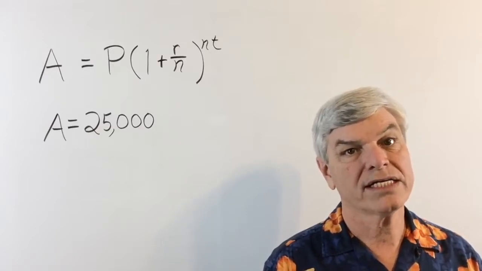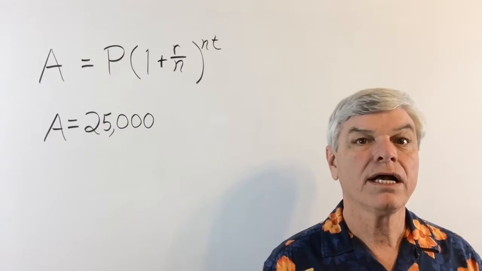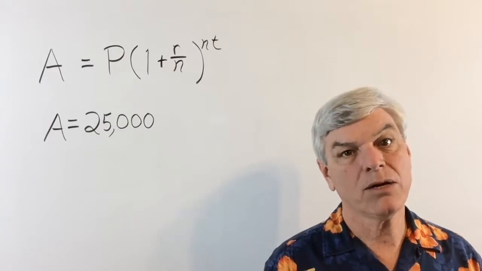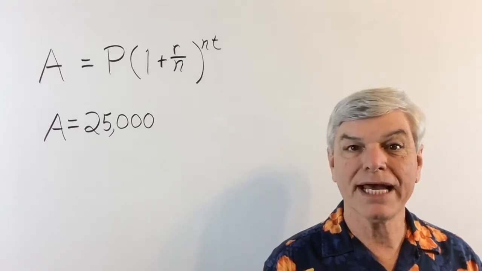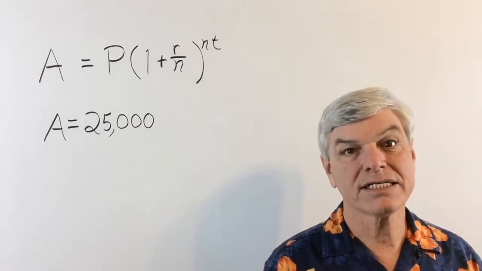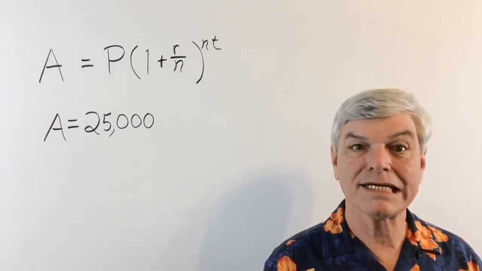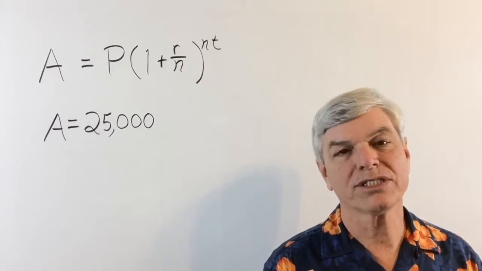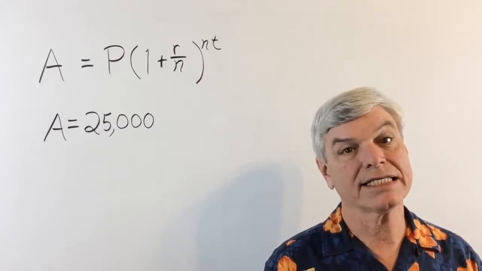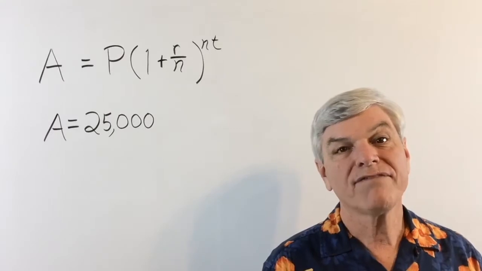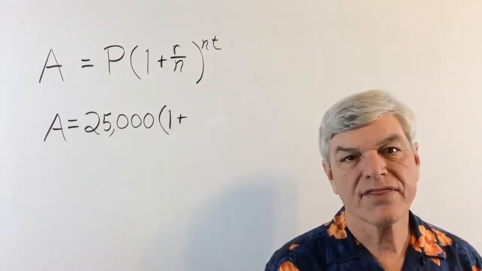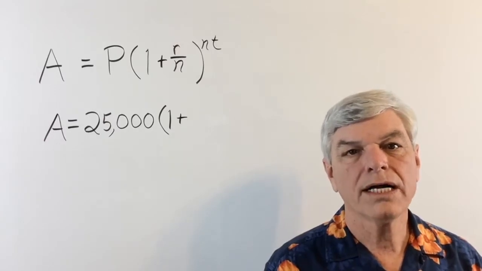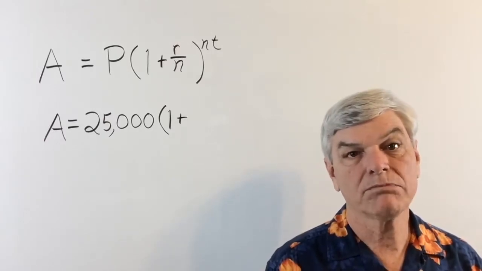We don't know what that is. That's what we're trying to find out. And what are we borrowing to begin with? Remember, this is the amount of money we would normally put in the bank, but in this instance, we are not investing. We are borrowing. We're doing just the opposite. But this works exactly the same way. 25,000 times parentheses 1 plus. Now it's always going to be 1 plus.